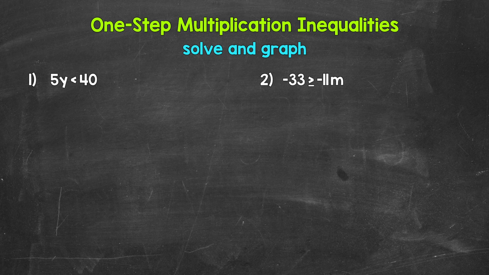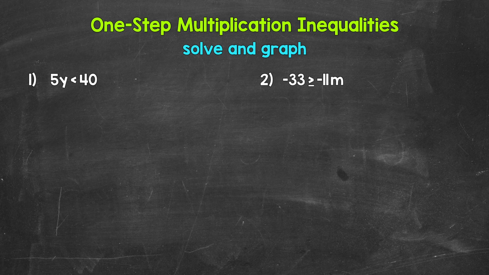In this video, I'm going to cover how to solve and graph one-step multiplication inequalities. Now, when we solve inequalities, we want to isolate the variable, get it by itself on one side of the inequality. We do that by using inverse operations. So this is very similar to when we solve equations.